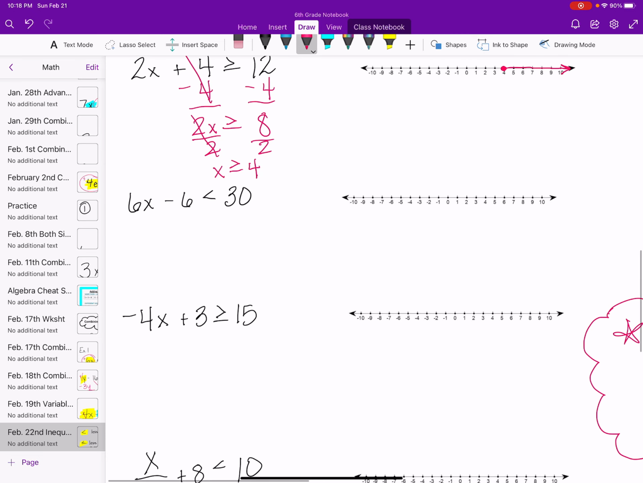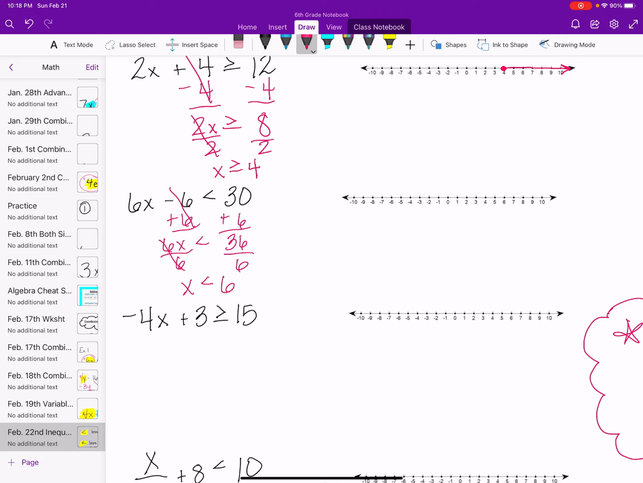Okay, next example, I'm doing addition and subtraction first. So the opposite of minus 6 is plus 6. I'm changing the sign because I'm moving it over the less than sign. Okay, so 30 plus 6 is 36. And now I have 6x is less than 36. The opposite of 6 times x is dividing by 6 on each side. And then I get x is less than 6.